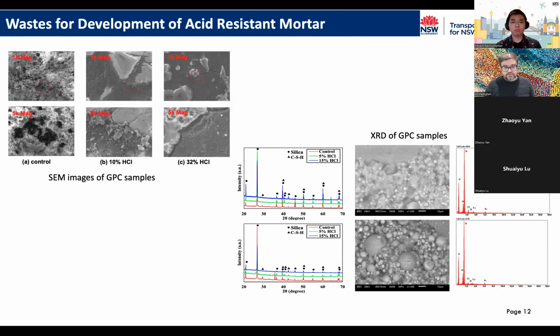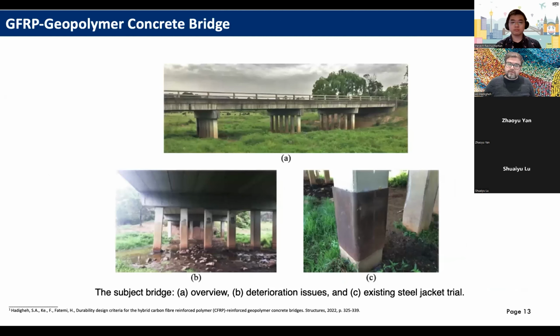We also did X-ray diffraction analysis, and that showed that acid immersion had no major effect on the phase structure of geopolymer concrete. So we did all these tests within our lab, and we showed that geopolymer concrete, this type of concrete which is made of recycled materials, performs better than OPC in acidic environment at the material level.